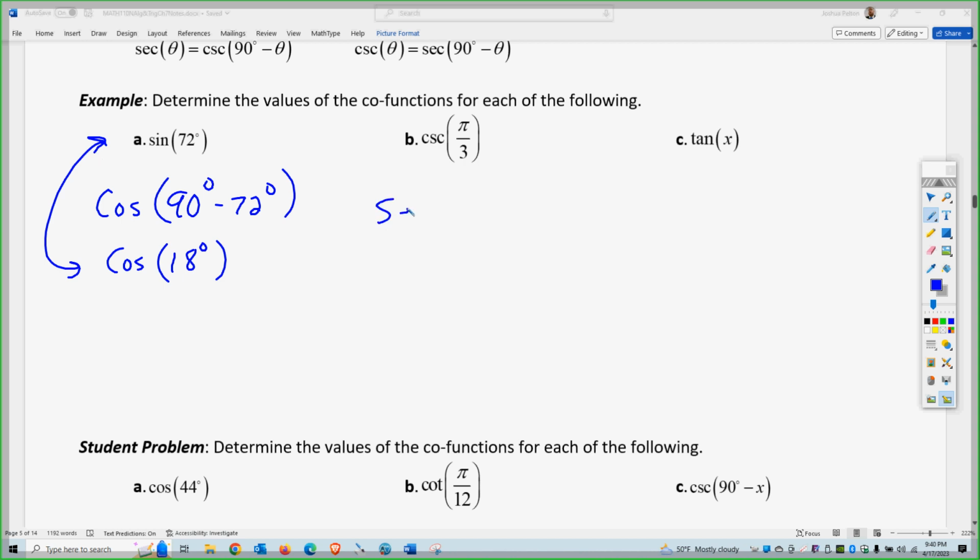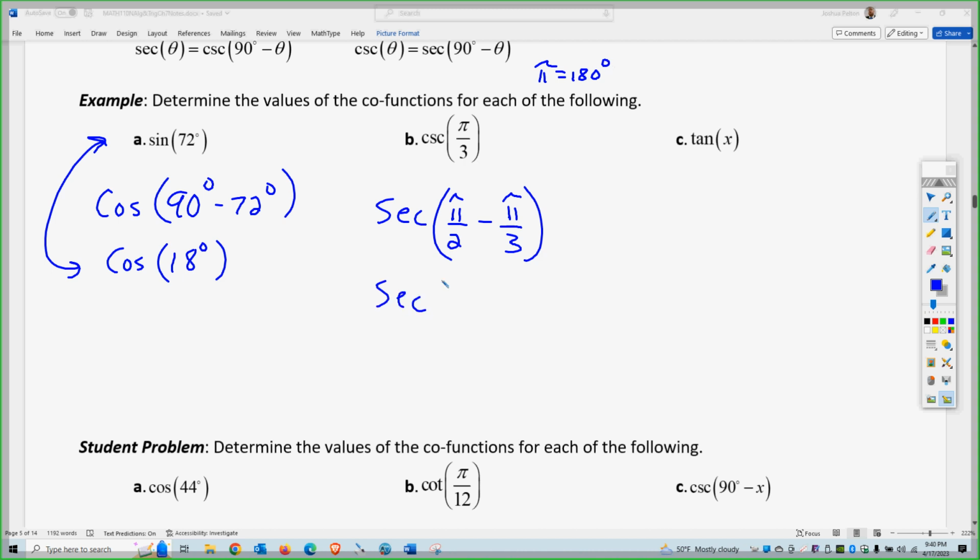So this would be the secant of pi over 2, minus pi over 3. And you're asking yourself, well, why is that? Well, pi over 2 is 90 degrees, right? Because pi is 180 degrees if you look at the unit circle, so half that is obviously 90.